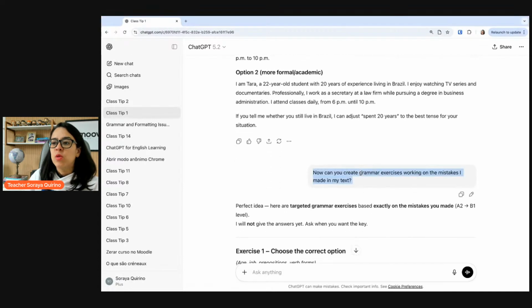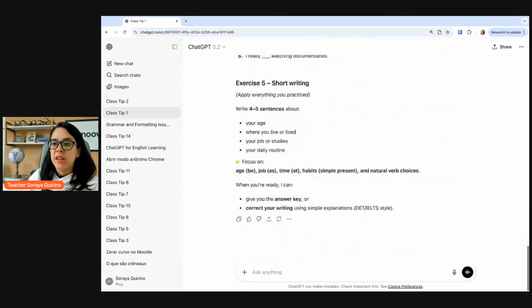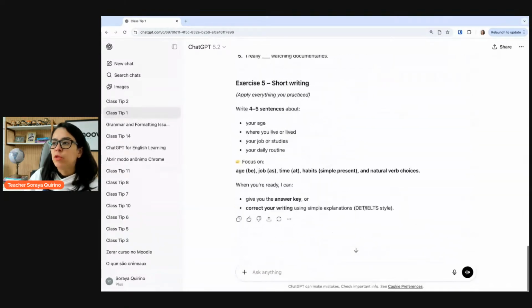And I also asked ChatGPT to create a grammar activity so that I could work on my mistakes. Okay, so here it is. 3, 4, and yeah, even another short writing task. Sorry. So I think you understood, right? What you have to do here. All right. So let me take you back to the presentation.